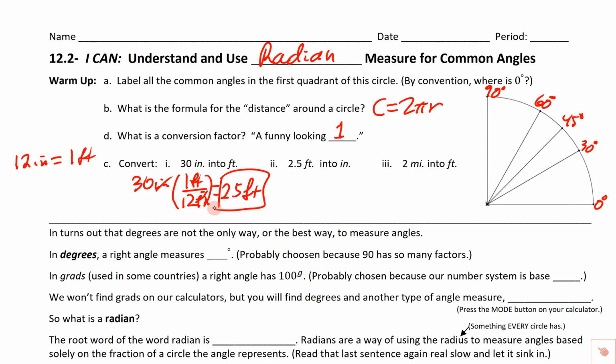So the next one is the same type of thing, but kind of backwards. It says, hey, would you convert 2.5 feet into inches? So I'm going to change colors on this, and this is 2.5 feet. I want to convert that into inches. So what's the conversion factor? How am I going to change that?